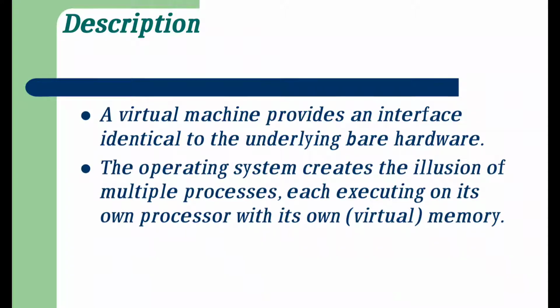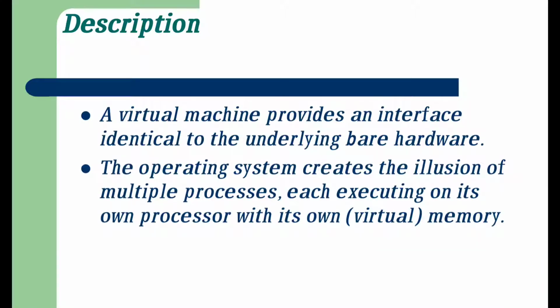So the first point says the operating system creates the illusion of multiple processes, each executing on its own processor with its own virtual memory. It means this is what the operating system will do if you have the virtual machine. Don't get confused with the virtual machine. Here machine refers to the software itself, within which we can install other operating systems and use them.